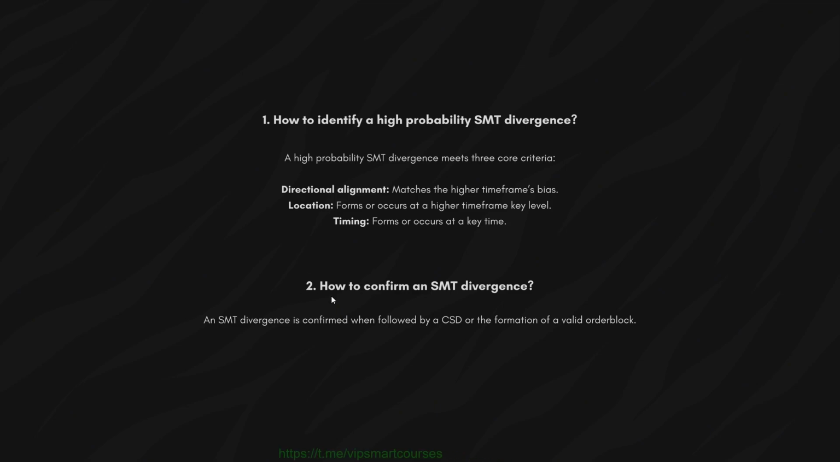And the second question is how to confirm an SMT divergence, and the answer is that an SMT divergence is confirmed when it is followed by a valid CSD or the formation of a valid order block relative to its lower time frame based on time frame alignment.